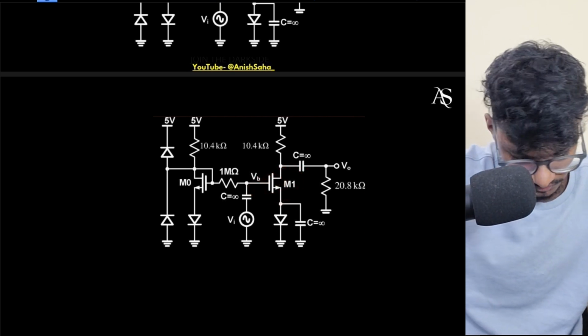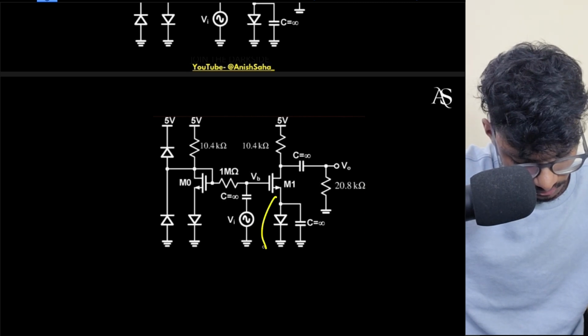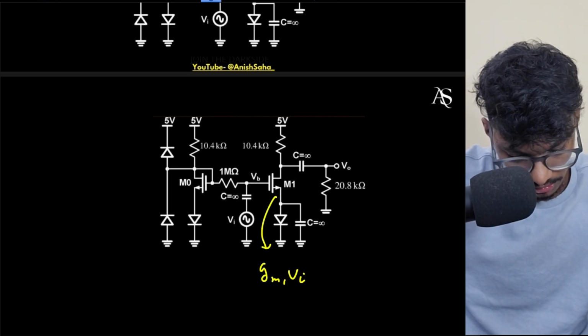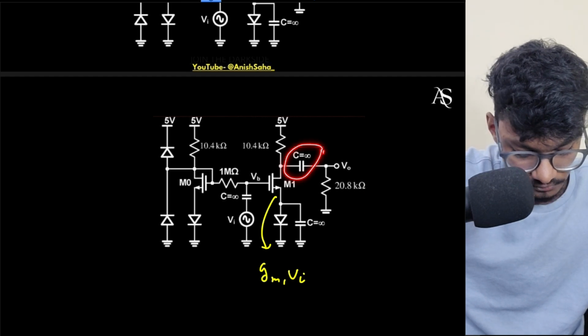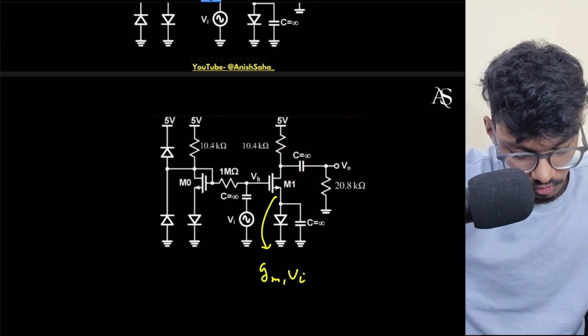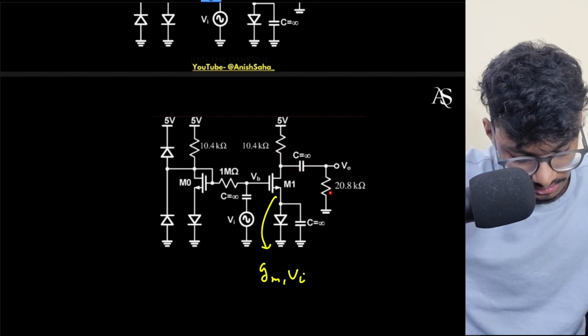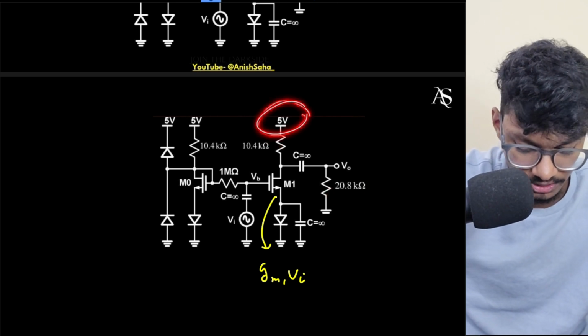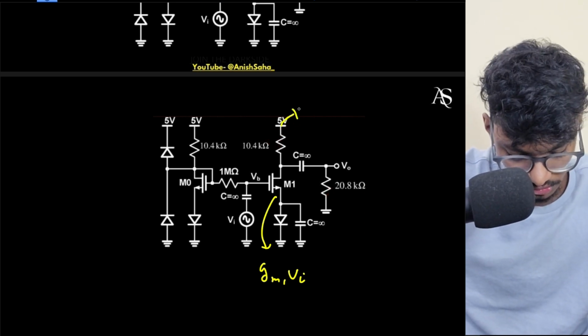So the current through this MOSFET will be GM1 into Vi. And this is infinity, right? So I can say these two resistances will simply be in parallel. Why? Because in small signal all the DC sources will be short circuited. So this will be short circuited, grounded.